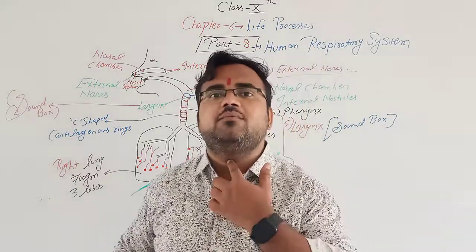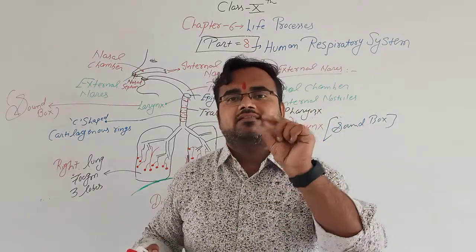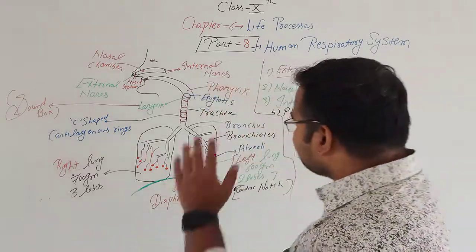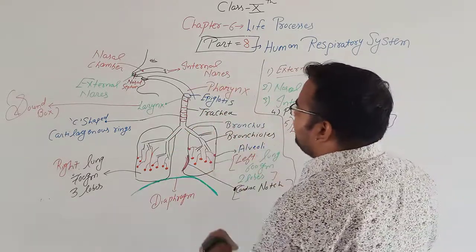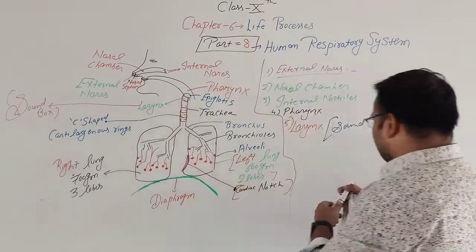Vocal cord is more developed. We can see the vocal cord here. It is a little structure which is known as Adam's apple. Then after the vocal cord, after the larynx, there is an air pipe present which is known as trachea.